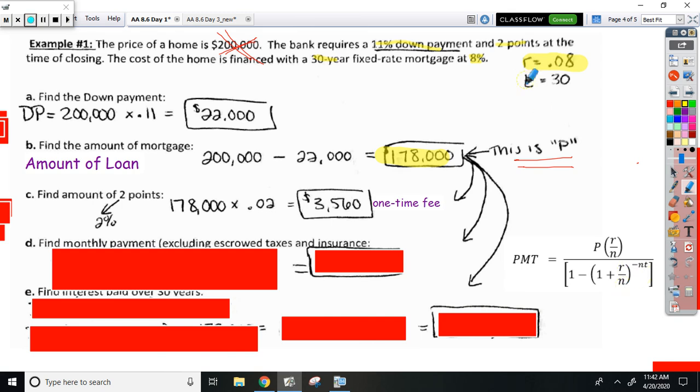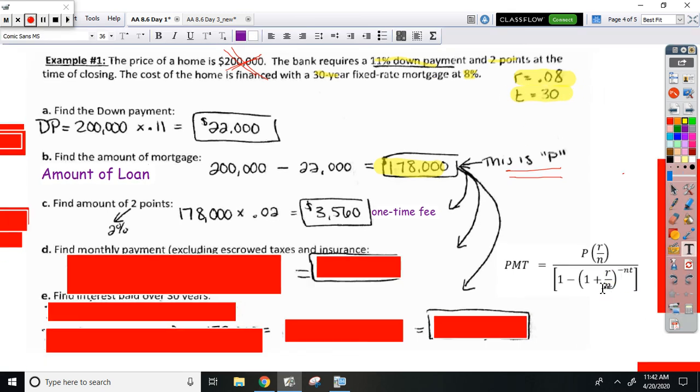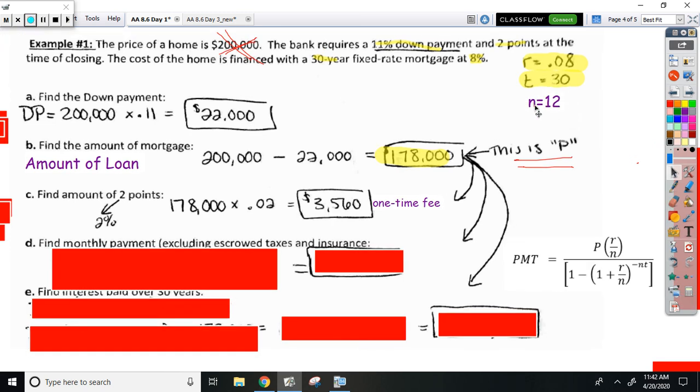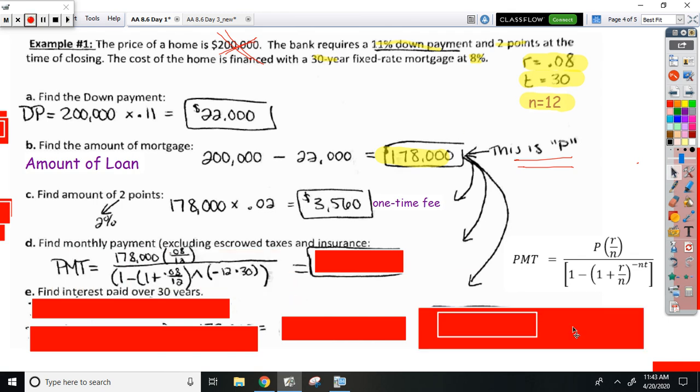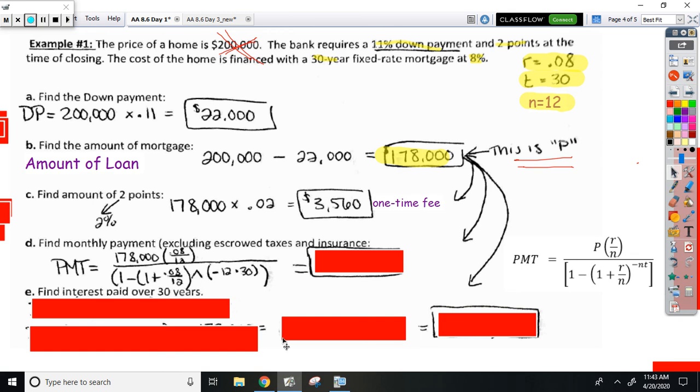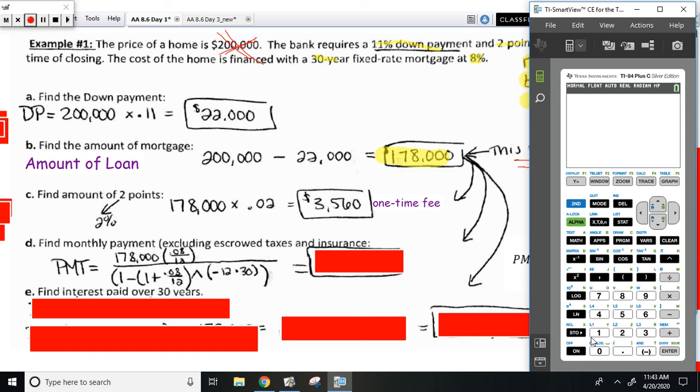Our T is 30. Now, they don't tell you what N is, but if you read carefully, it says find the monthly payment. So monthly means that N is going to be 12. And actually, N will be 12 for all of the mortgage calculations because you always pay a monthly mortgage payment. All right, so all we have to do is take all those highlighted numbers and plug them into the PMT formula. And then, of course, just be super careful to type everything into our calculator appropriately.